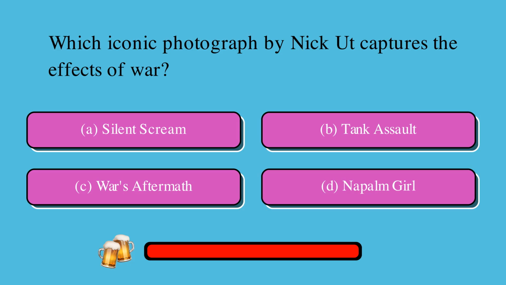Which iconic photograph by Nick Ut captures the effects of war? Is it A. Silent Scream, B. Tank Assault, C. War's Aftermath, or D. Napalm Girl? The correct answer is D. Napalm Girl.